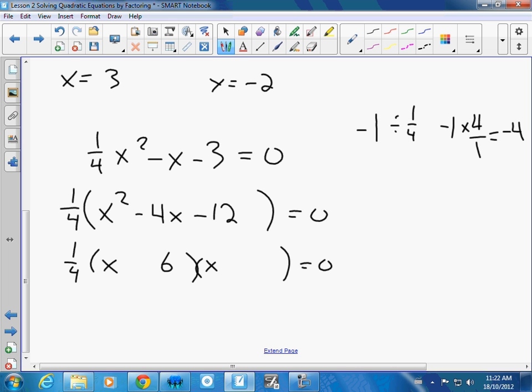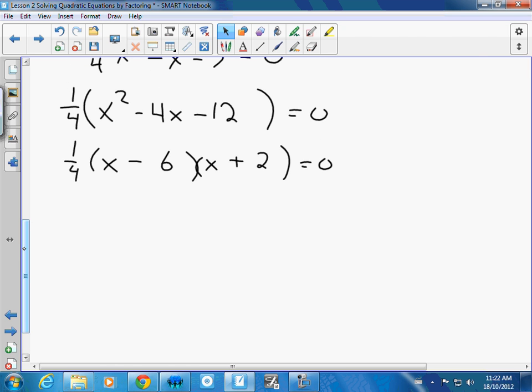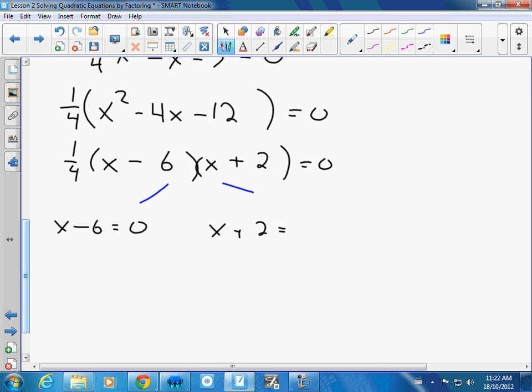Will you get better at doing that? Oh, yeah. And we want the sign in front of the 4 to be negative, so where does the negative go? With the 6 or the 2? The 6, and that's a positive. Okay. And then, we've done that. How do we solve for it? Make it equal to 0. Will that quarter have any effect on this? No. x minus 6 equals 0. x plus 2 equals 0. x equals 6. x equals negative 2. Yeah? So far? Okay.